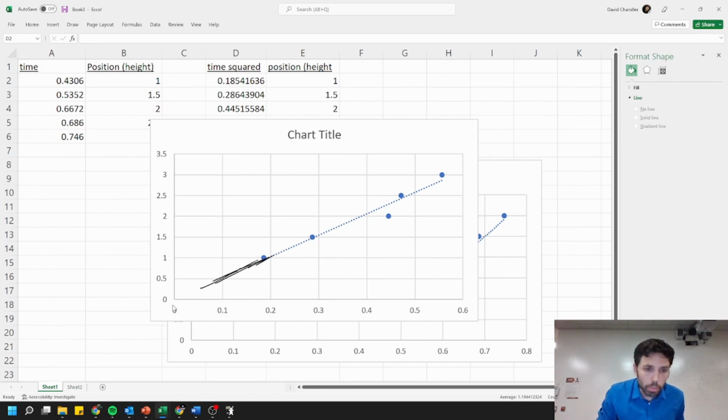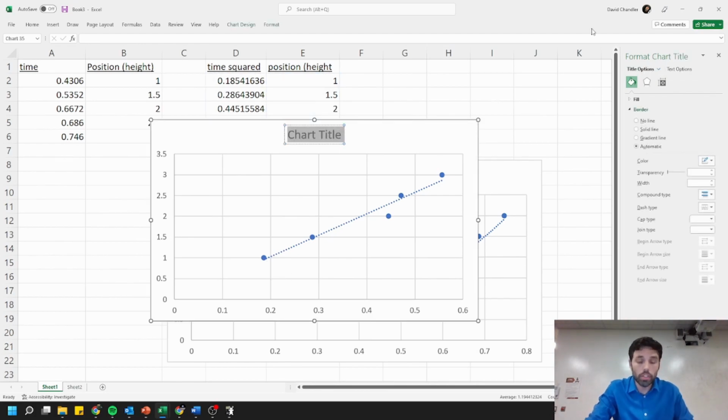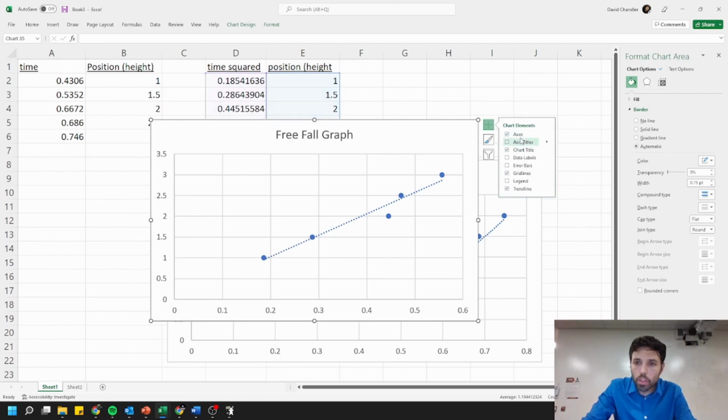So if you're going to use Excel to print these, remember you want to change your chart title. Chart title, not a good chart title. So this is our free fall graph, or height versus time is good too, whatever. You want to add in your axis titles.